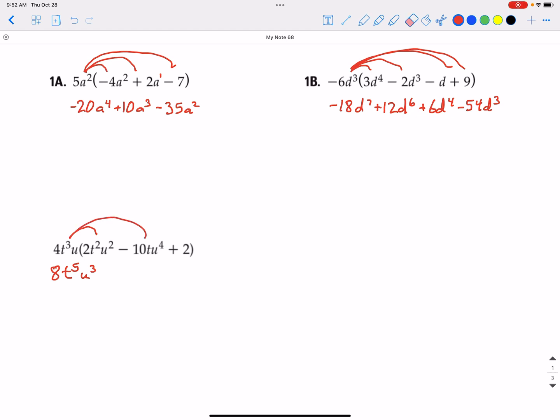Times, that will be negative 40. t to the third times t would be t to the fourth, and u times u to the fourth, that's u to the fifth. And then finally, when we take it times 2, I just have to take 4 times 2, which is positive 8, with t to the third u, and that's the answer.